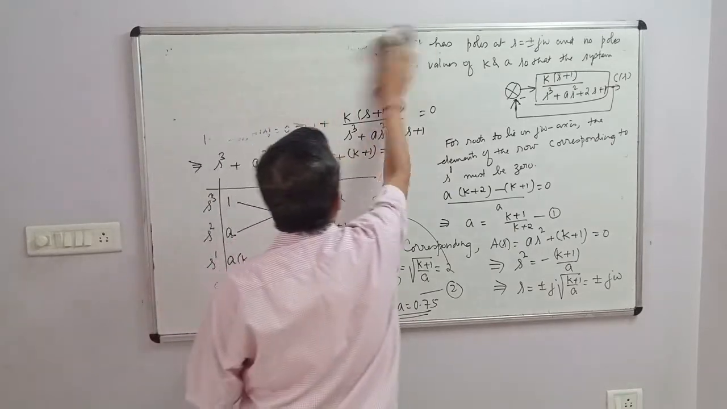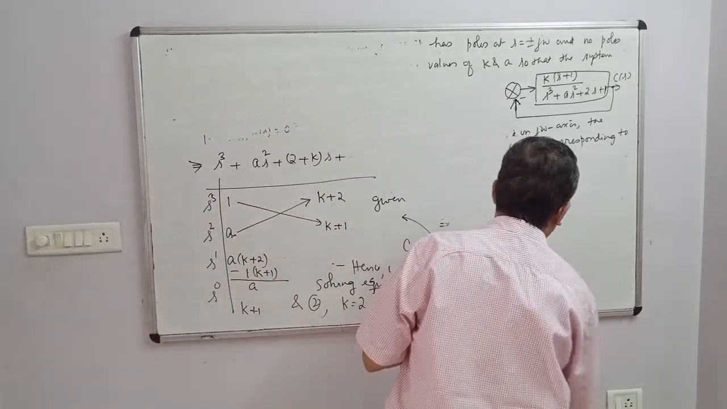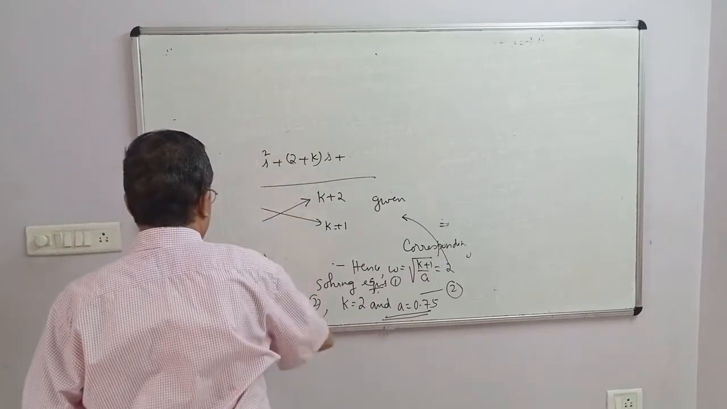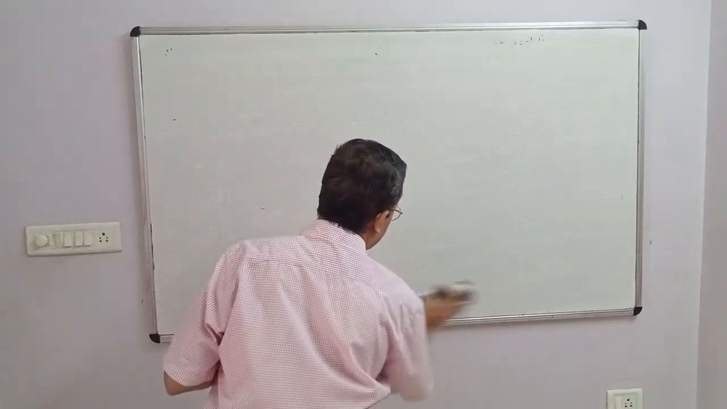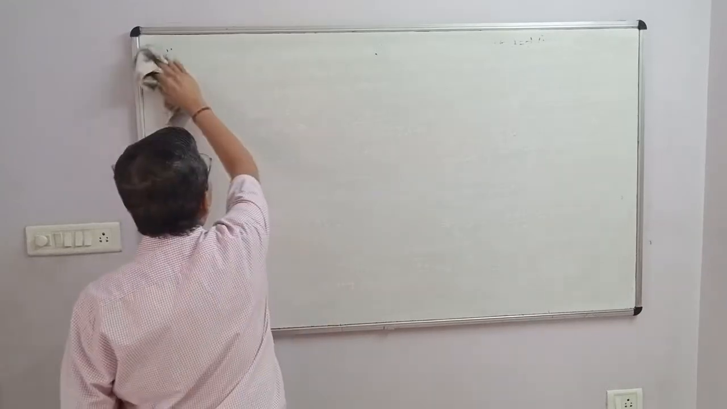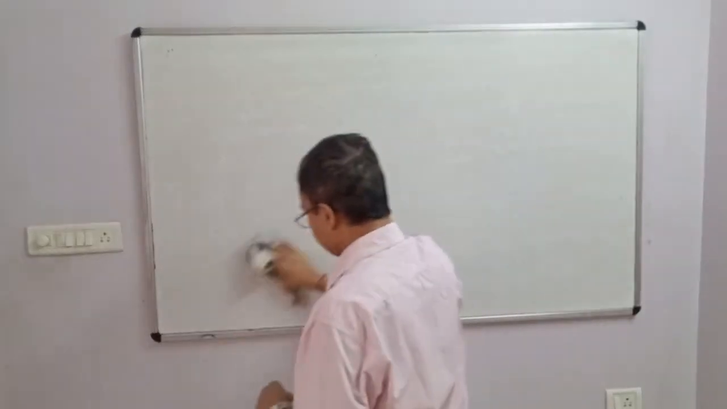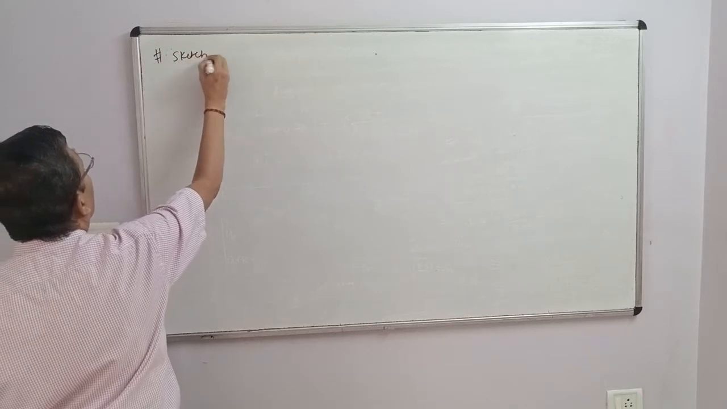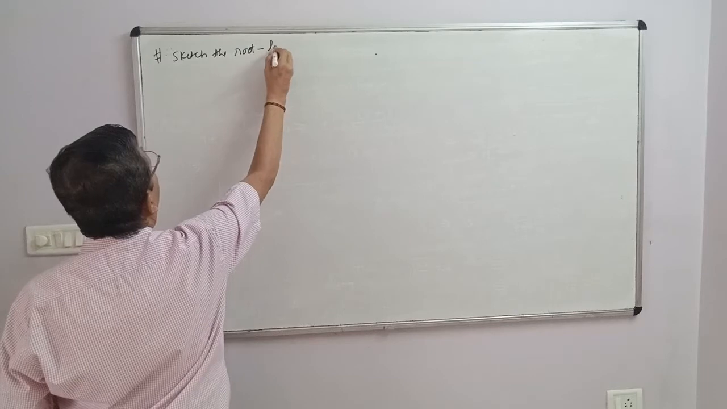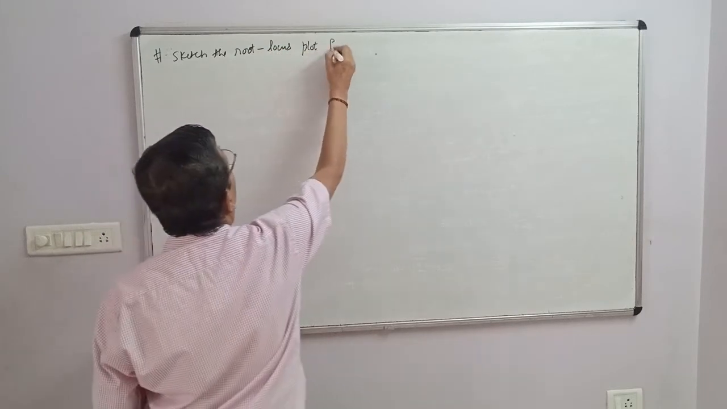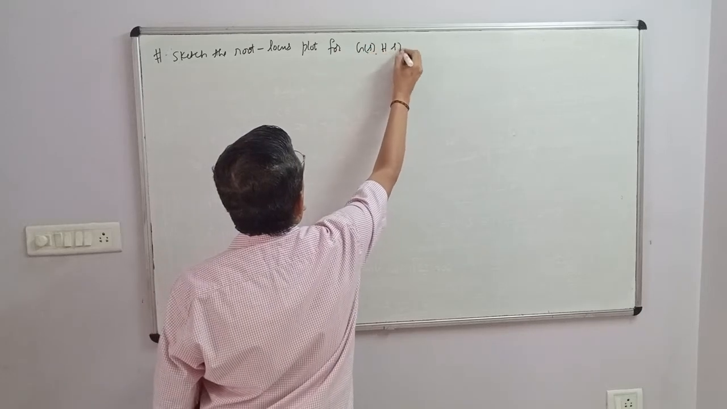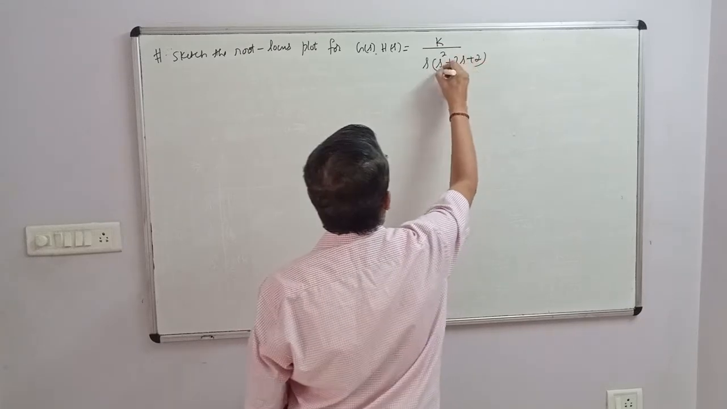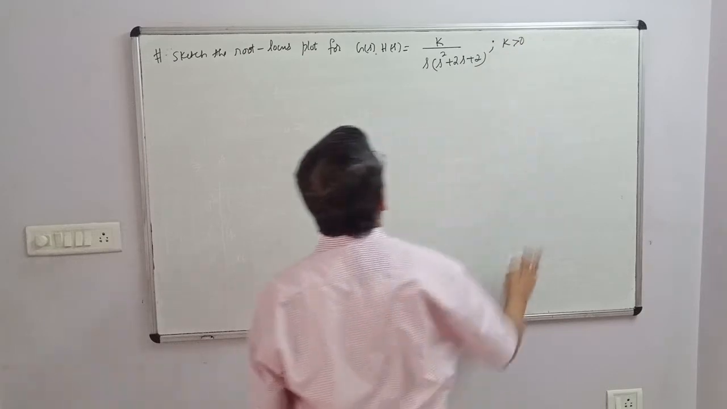Next problem. Sketch the root locus plot for g of s h of s is equal to k divided by s into s square plus 2s plus 2, k greater than 0.